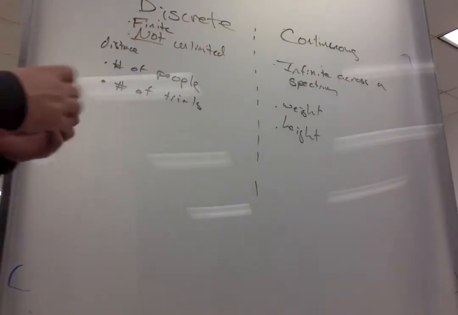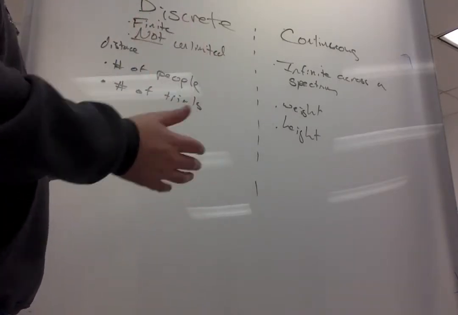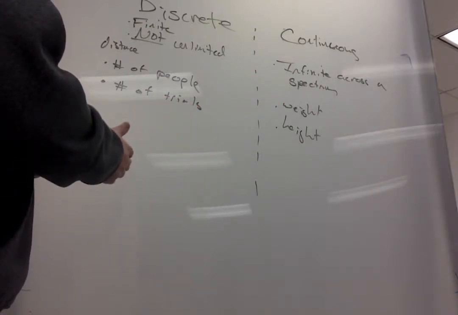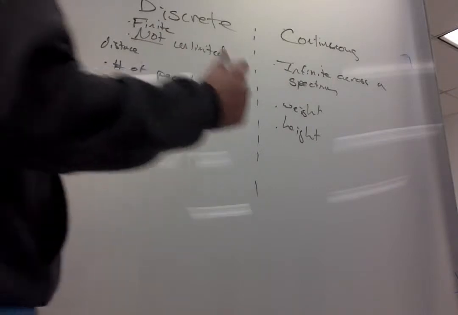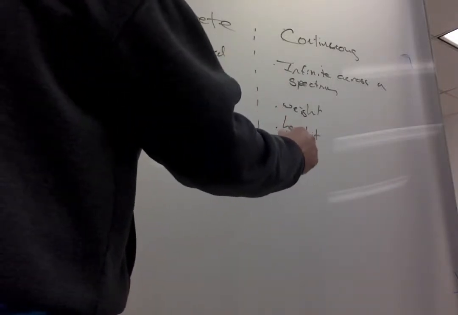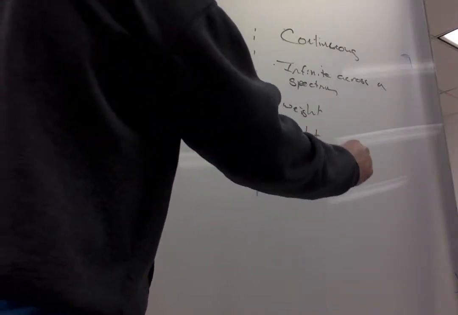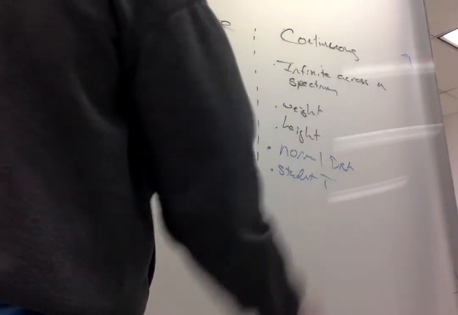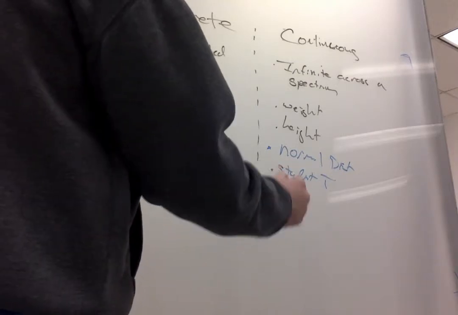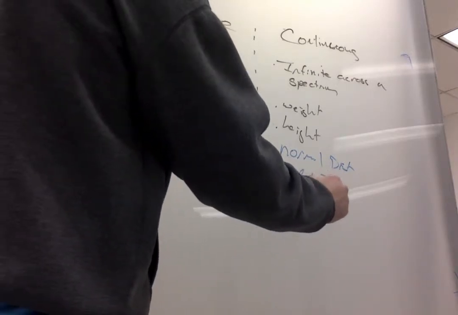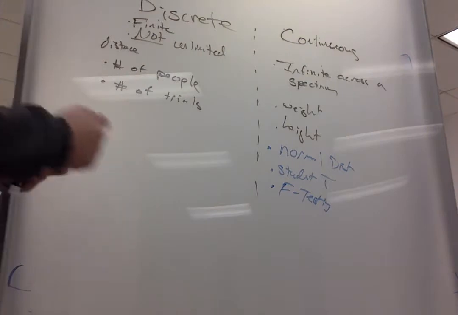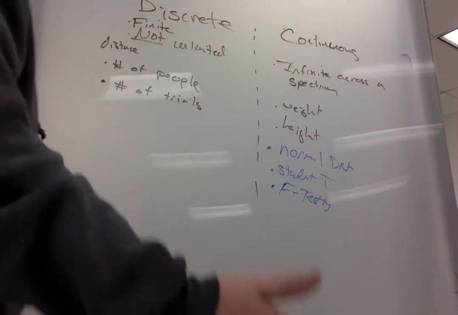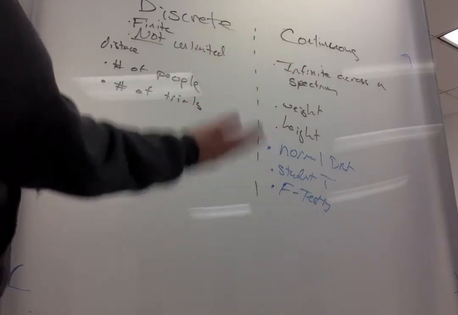So both the binomial distribution and the hypergeometric distribution describe discrete numbers only. Continuous distributions are described by our normal distribution, which is an example of it. The student T is an example of a continuous distribution. If you're using F-testing, oftentimes we're using a continuous distribution as well. We're going to be focusing our discussion today on this side, discrete numbers.